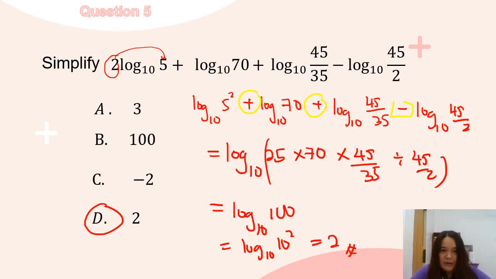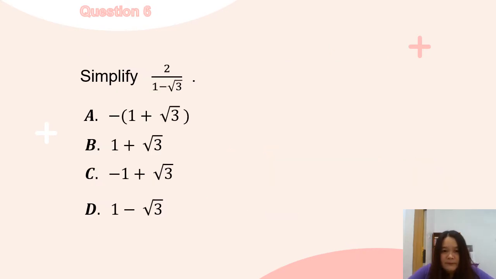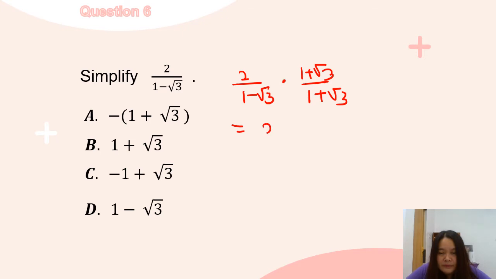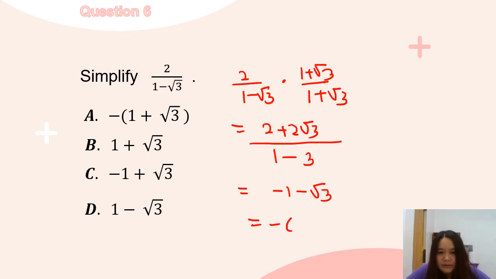It's D, sorry. So to simplify the third, this one, we multiply with the conjugate of the denominator. So definitely we have 2 plus 2 sub 3 divided by 1 minus 3 here. So we'll get the minus 1 minus sub 3, and you factorize, you get the 1 plus sub 3. So the answer is A.